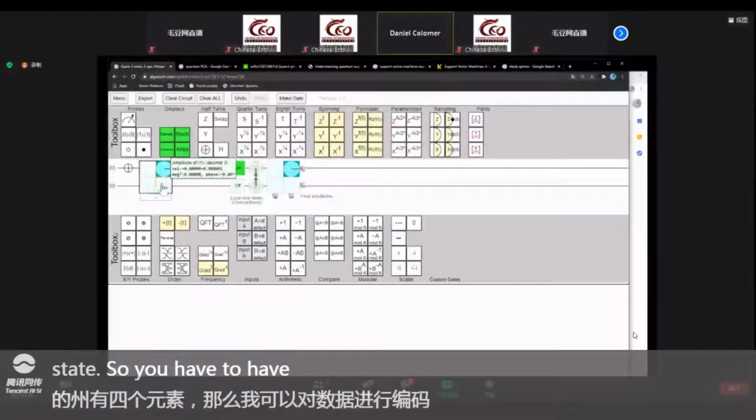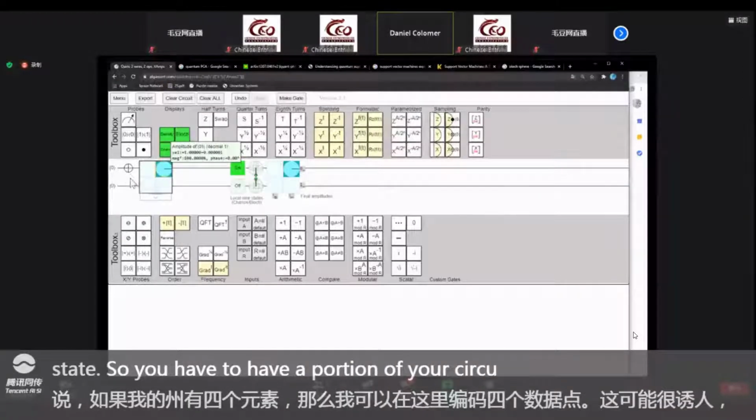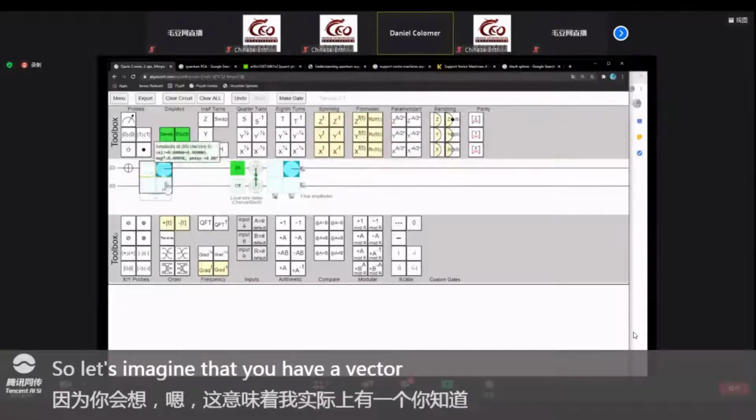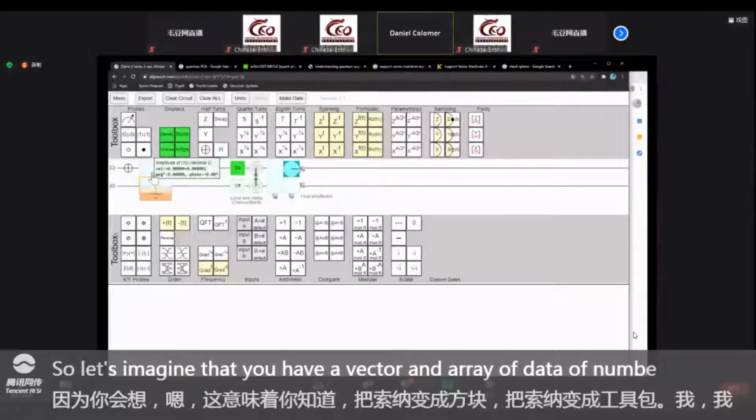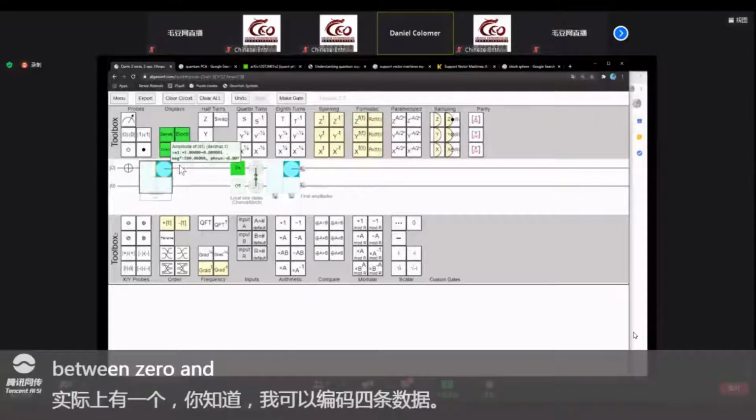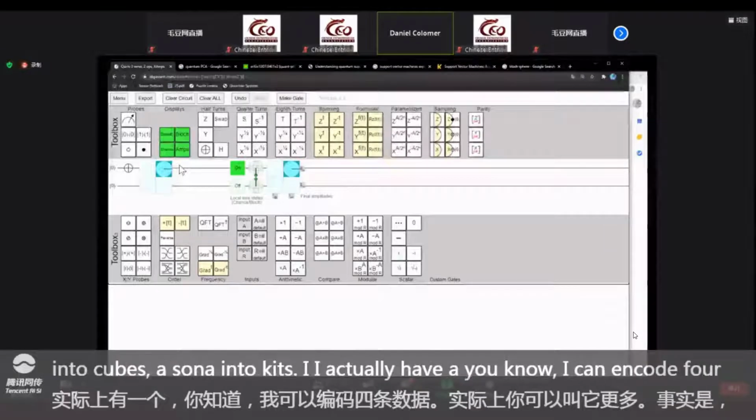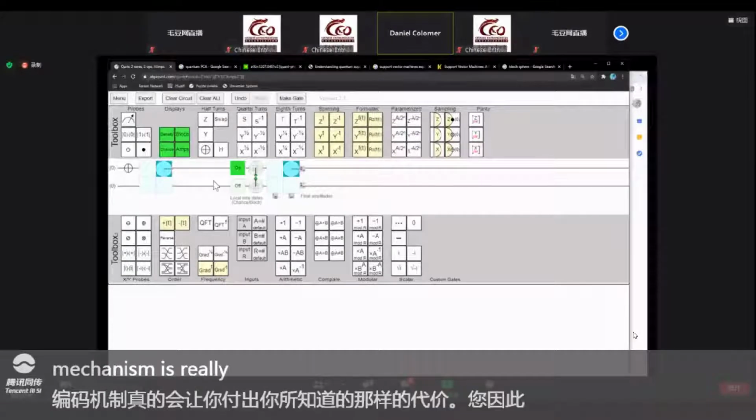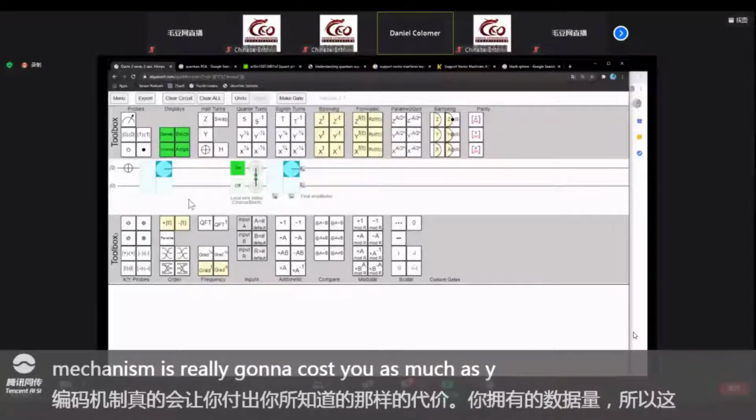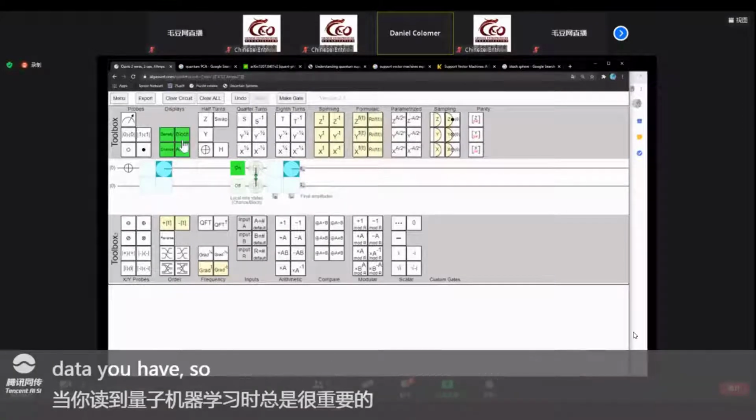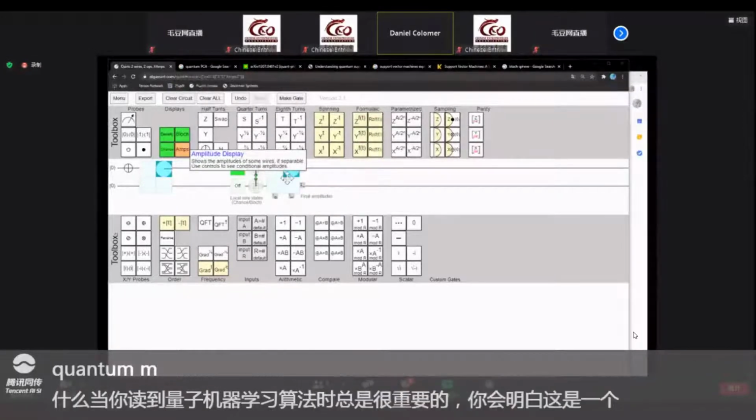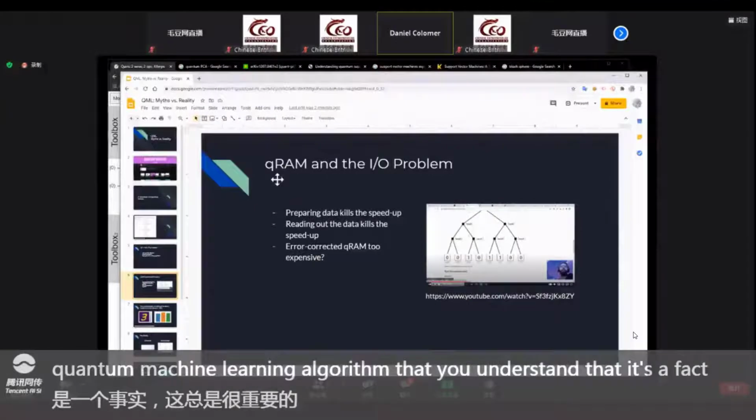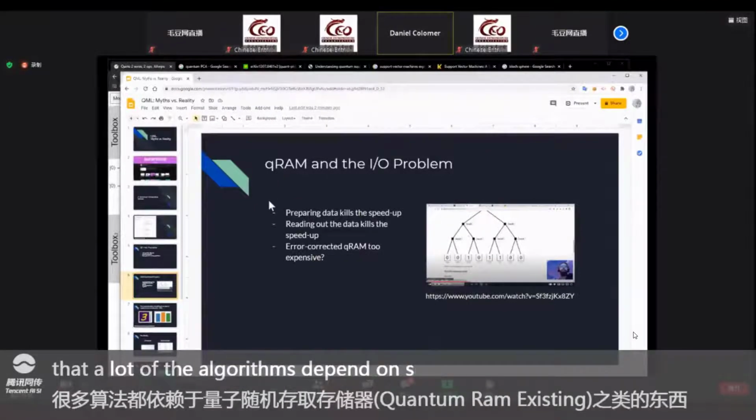And that might be tempting, because you think, well, this means that in 2 qubits I can encode 4 pieces of data. You can actually encode a little bit more. The truth is that the encoding mechanism is really going to cost you as much as the amount of data you have. So it's always important when you read about a quantum machine learning algorithm to understand that a lot of the algorithms depend on something like a quantum RAM existing, which doesn't exist yet, which is a concept of a mechanism to load data in a quantum computer efficiently, right?